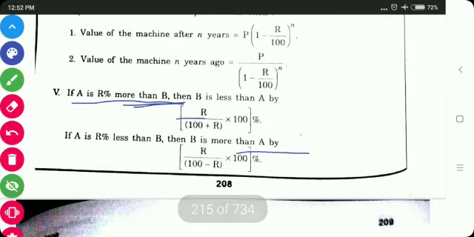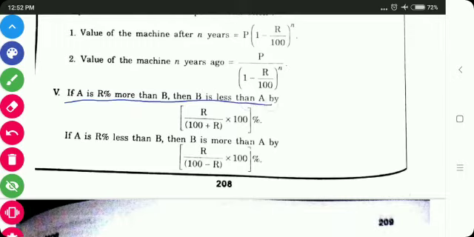Then the next is if A is R% more than B, then B is less than A by R upon 100 plus R into 100%. And if A is R% less than B, then B is more than A by R upon 100 minus R into 100%.